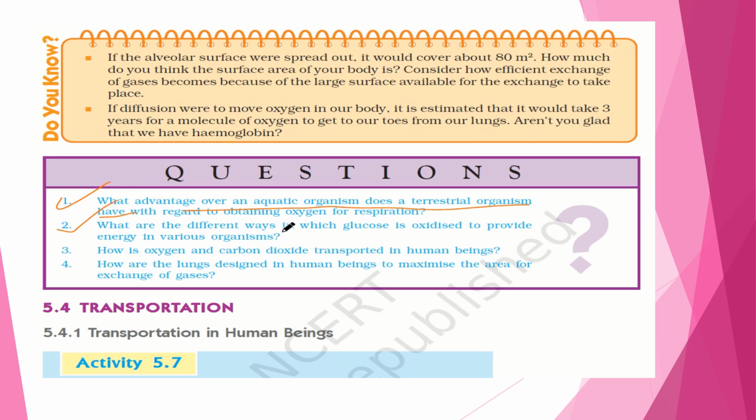What are the different ways in which glucose is oxidized to provide energy in various organisms? This also has been discussed earlier. How are oxygen and carbon dioxide transported in human beings? We have discussed the alveolar sac, the alveoli, how there is a rich supply of blood capillaries, and how oxygen and carbon dioxide are transported in human beings. Now, how are the lungs designed in human beings to maximize the area for the exchange of gases? This also I have discussed while teaching the structure of the lungs.